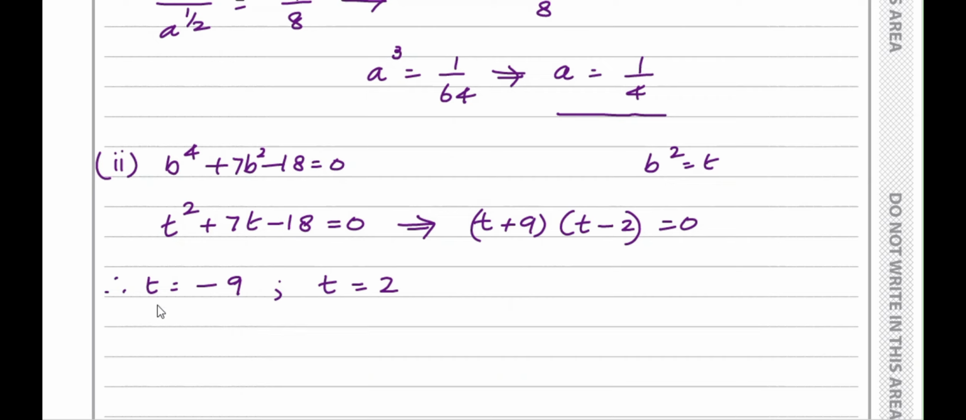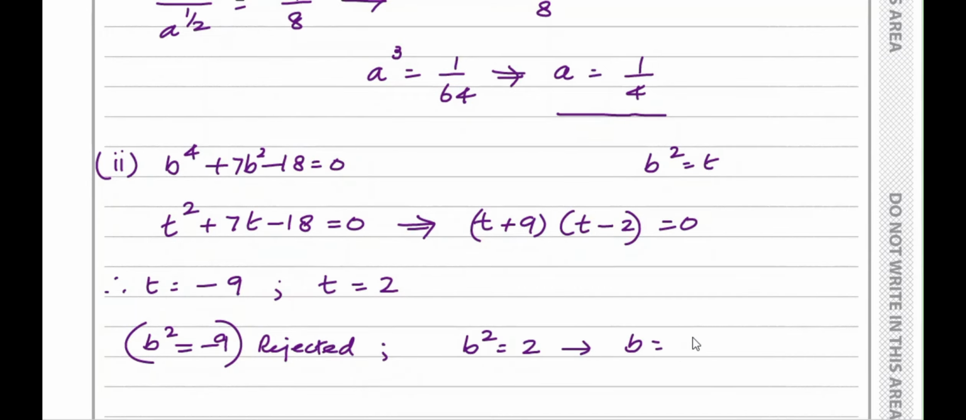But then, if t is minus 9, it would mean b squared is equal to minus 9, which is not possible. So just circle this and write rejected. Which means b squared is equal to 2, leading to b is equal to plus or minus square root of 2.